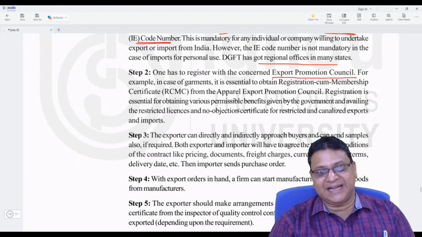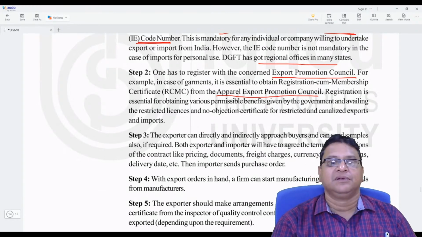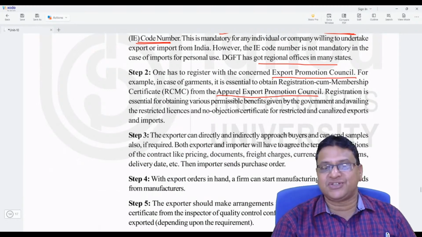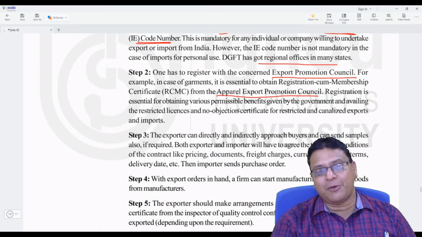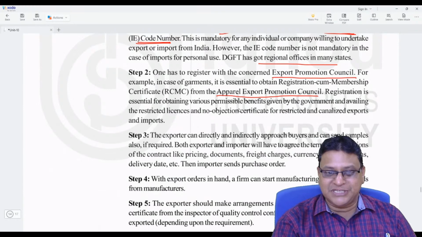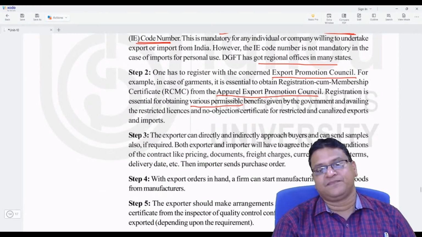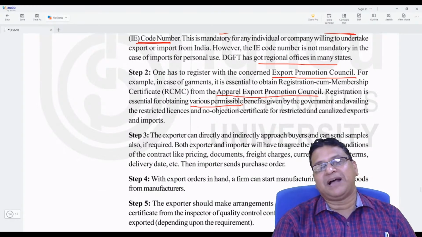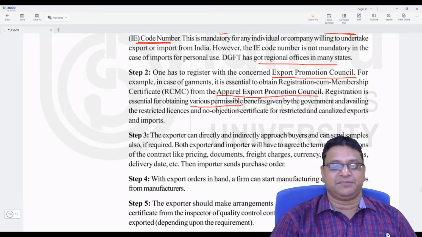Like the government has created the Apparel Export Promotion Council. If you want to export apparel, you have to register with the Apparel Export Promotion Council. The registration is not compulsory, but in order to get various permissible benefits, you must be a registered exporter. The registration will be done with EPC. Second step over. First step, you obtain the IE number. Second step, you register yourself with EPC. What is the third step?